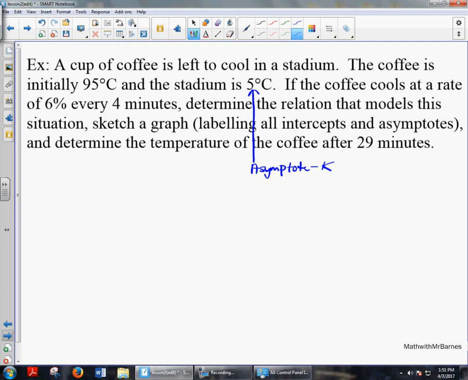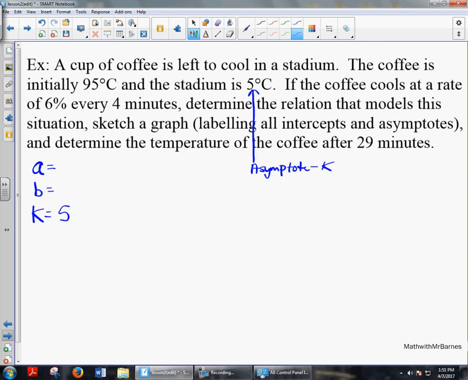So in terms of your A, B, and K, there's no horizontal translation. This one doesn't make sense. It starts at 0. That's why it doesn't make sense to have horizontal translation. Some of these word problems, they all start at 0. So your A value, your B value, your K value. So your K value is 5 degrees.